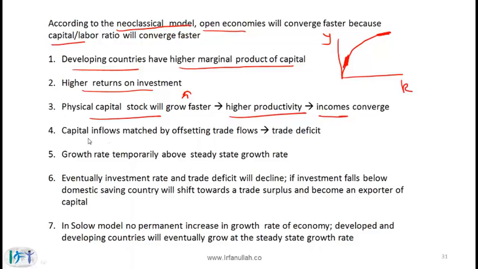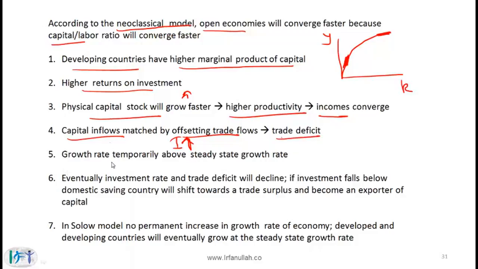Basic economics tells us that capital inflows have to be matched by offsetting trade flows. So high capital inflow into a developing nation means that imports must be going up. If imports are going up, that means that we have a trade deficit.